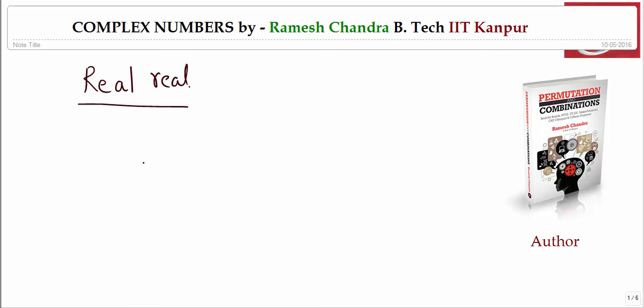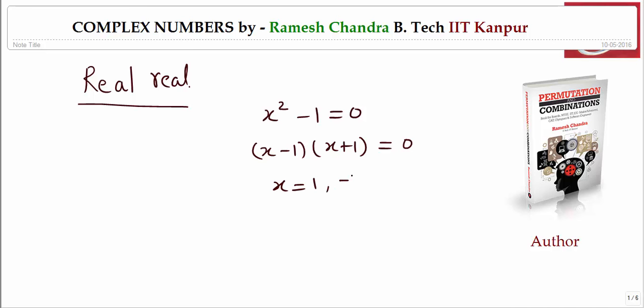As per the theory of equations, we know that an equation or a polynomial of degree n has n roots. Like x square minus 1 is equal to 0 has 2 roots, as we can write it as (x minus 1)(x plus 1) is equal to 0, so x equal to 1 and minus 1 are the 2 roots. This is a quadratic equation having 2 roots, 1 and minus 1, and these two numbers belong to real numbers.